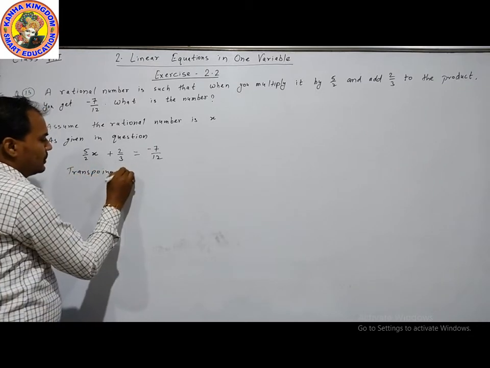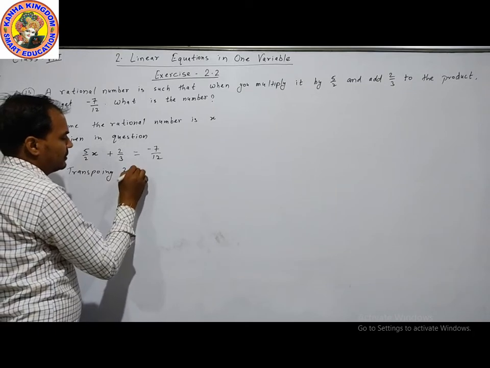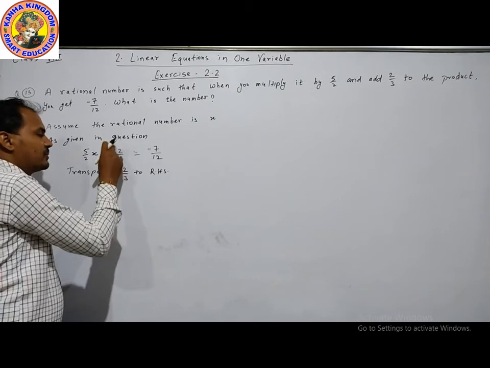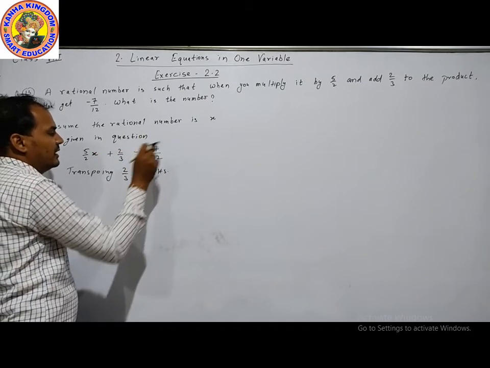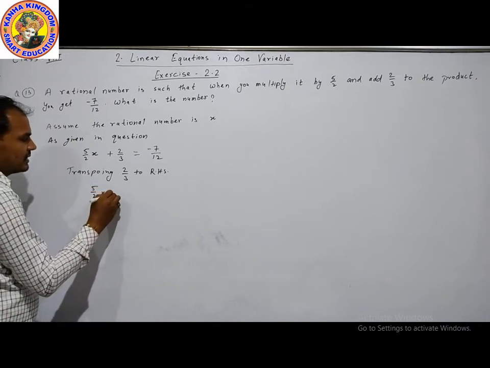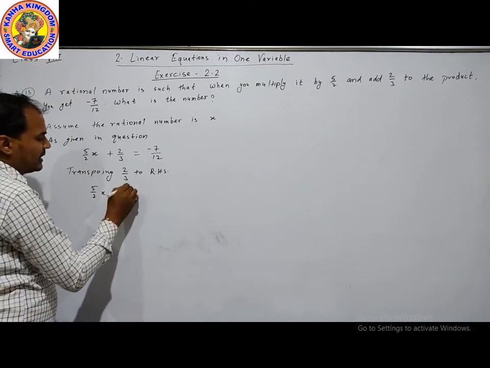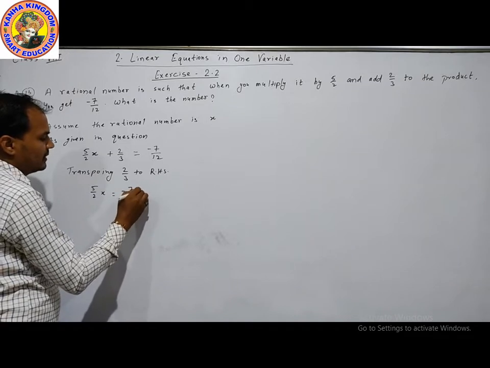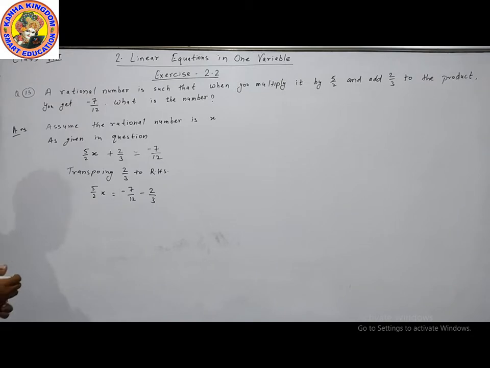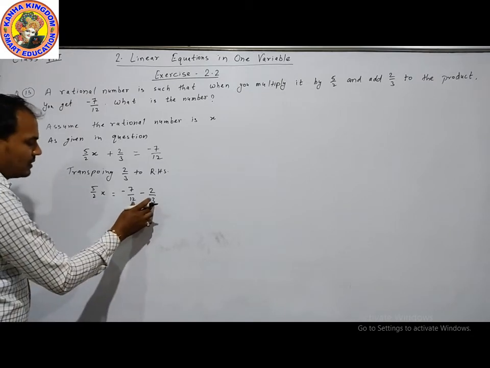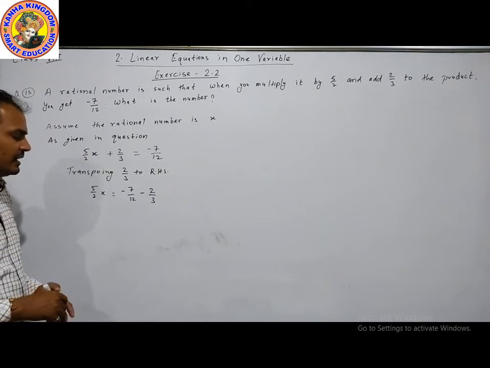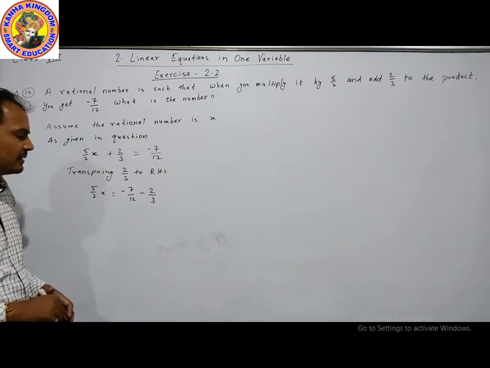Transposing 2 by 3 to the right hand side. When we transpose the number, the positive will convert to negative. So 5 by 2x is equal to minus 7 upon 12 and minus 2 by 3. These are our two fractions. We have to add these numbers.